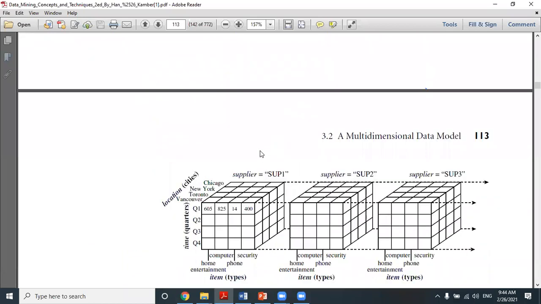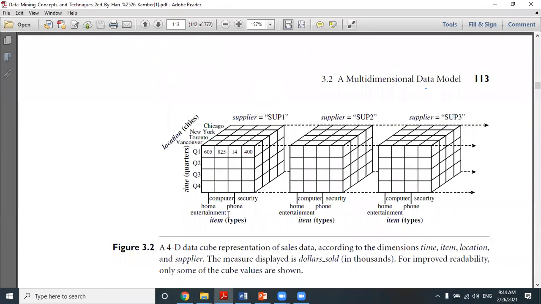Supplier 1 will maintain a data cube of these 3 dimensions: location, item, and time. Supplier 2 will maintain the same data cube for 3 dimensions: item, time, and location. And supplier 3 will maintain the same data cube for these 3 dimensions, and so on. If there are more than 3 suppliers, then the same number of similar cubes will be drawn. So this is a 4-dimensional view.